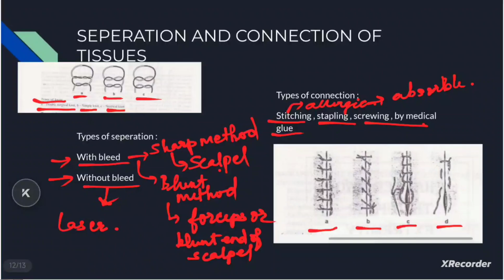The stapling material is made of tantalum. Just remember tantalum, which does not cause any allergic reactions, and it is mainly used in bones. Screwing is generally used in orthopedic surgeries to connect the bones. So till here all the basic topics are covered.